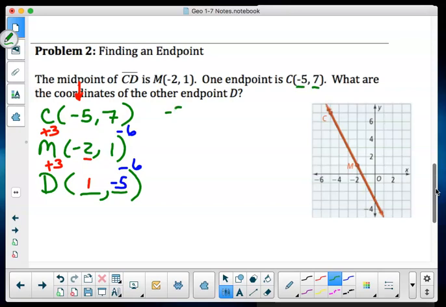So I have an x, and I'm going to add another x to it. I'm going to divide by 2, and I'm going to get negative 2. I have a y. Okay, I'm going to add another y to it. I'm going to divide by 2, and I get 1.